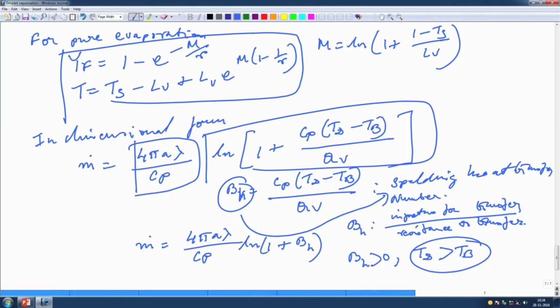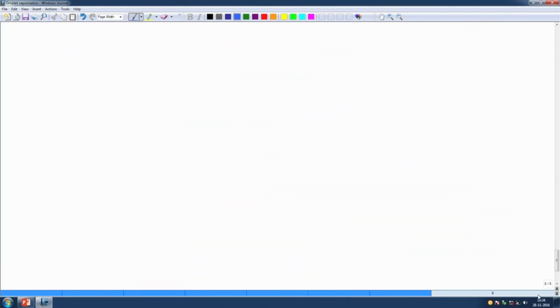Now, how do you go to the d square law from here? We have already established this expression, right. This is using the Spalding heat transfer number. Now, how to calculate how the droplet will actually reduce in size? That is the most pertinent question that we have. Now, m dot is also given by 3/4 A cube rho L, which is basically based on the droplet size, right.